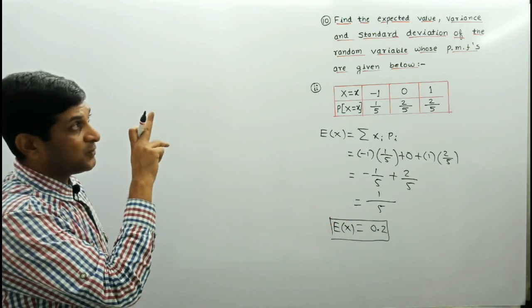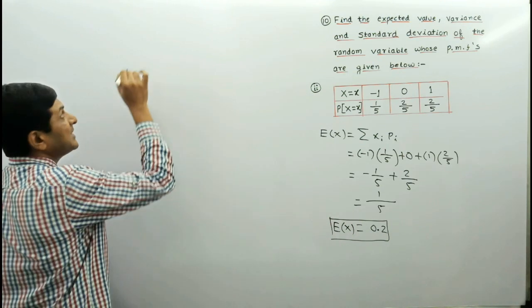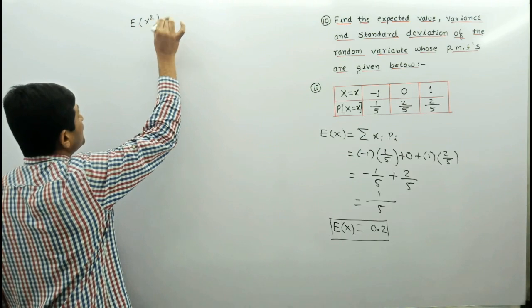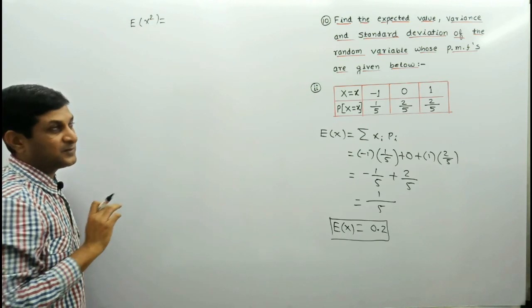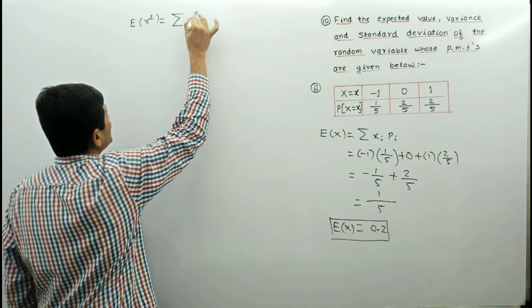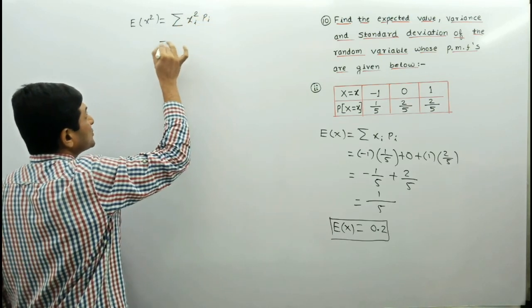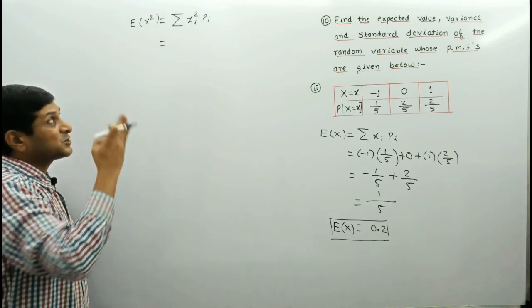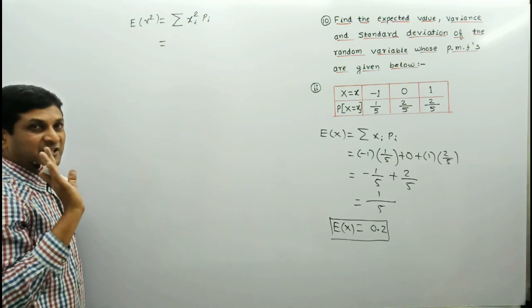Second required value is what? Variance. To find out the variance, we will require the value of E of x square. So let us try to find out first value of E of x square. What is the formula to find out E of x square? Summation xi square into pi. So which is equal to, means it is sum of what? Product of square of value of random variable and its probability.